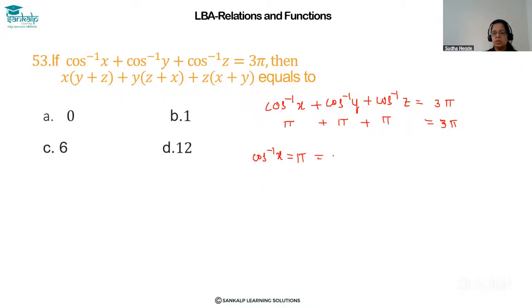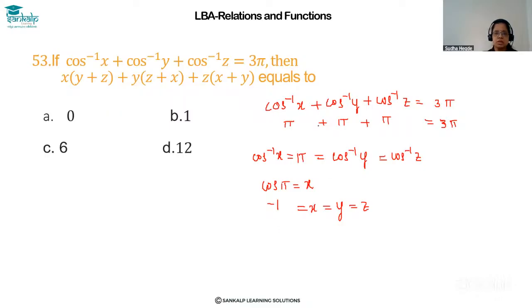Therefore, cos inverse x is equal to pi, that is equal to cos inverse y, that is equal to cos inverse z, implies x is equal to cos pi. Correct? Cos pi is minus 1, that is equal to x. Similarly, cos pi is equal to y, cos pi is equal to z. So x, y, z, all the values are minus 1.